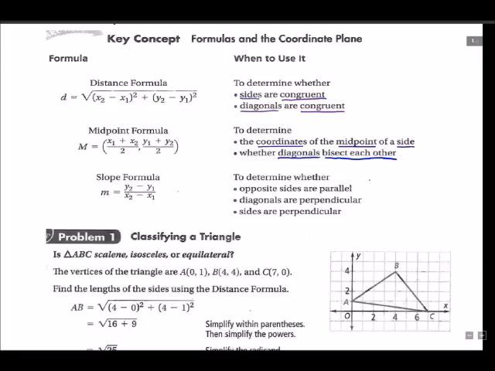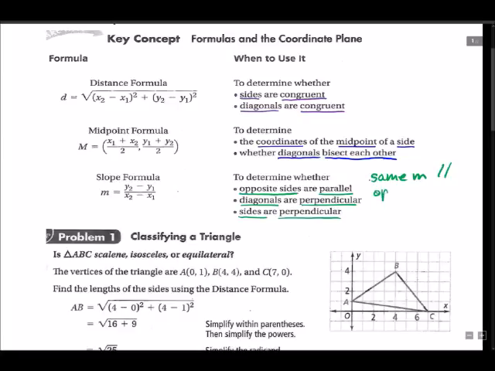And third is our slope formula. And what does slope do for us? Slope tells us parallel and perpendicular. So this will be if opposite sides are parallel, if diagonals are perpendicular, or if sides are perpendicular. And remember that if they have the same slope, they are parallel.